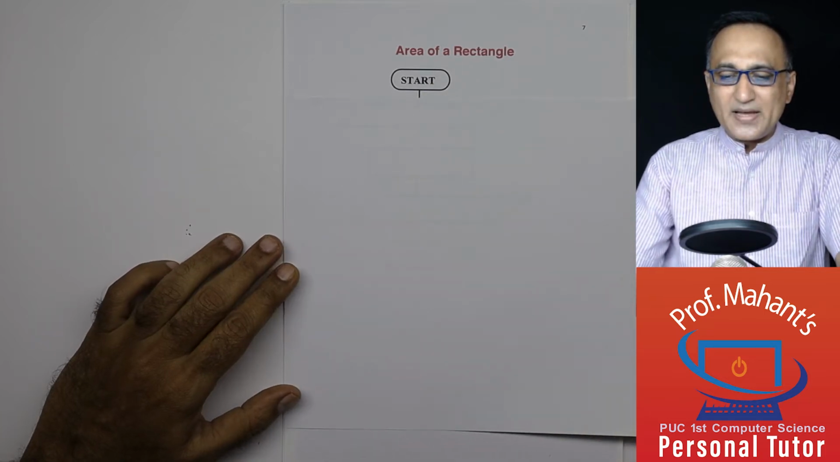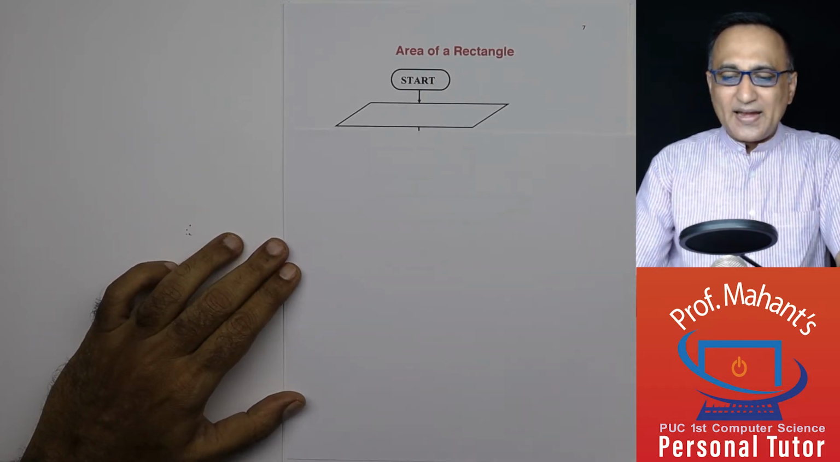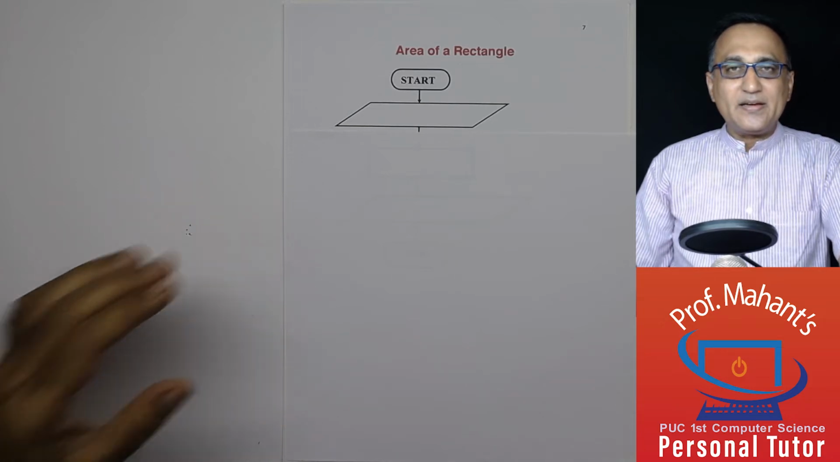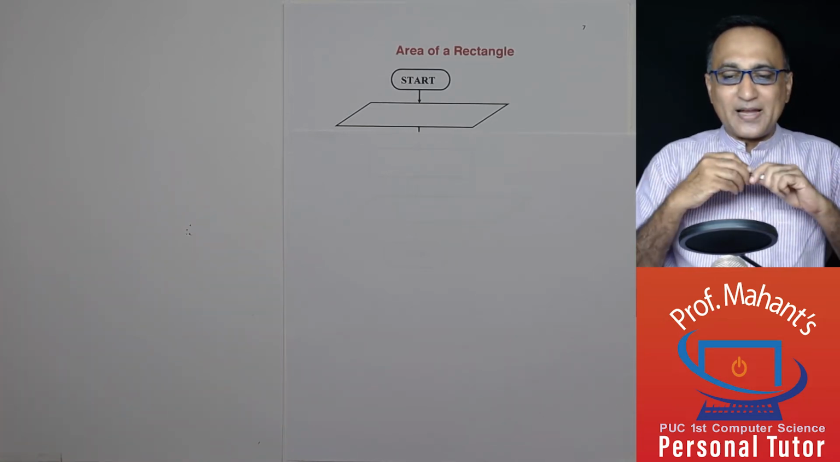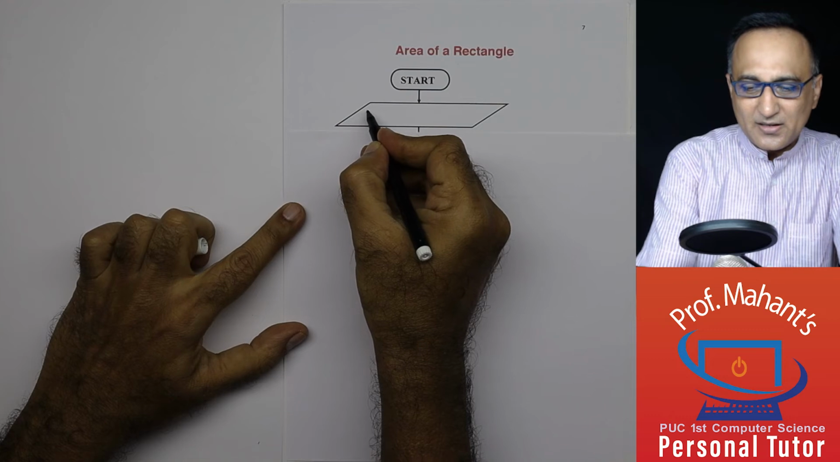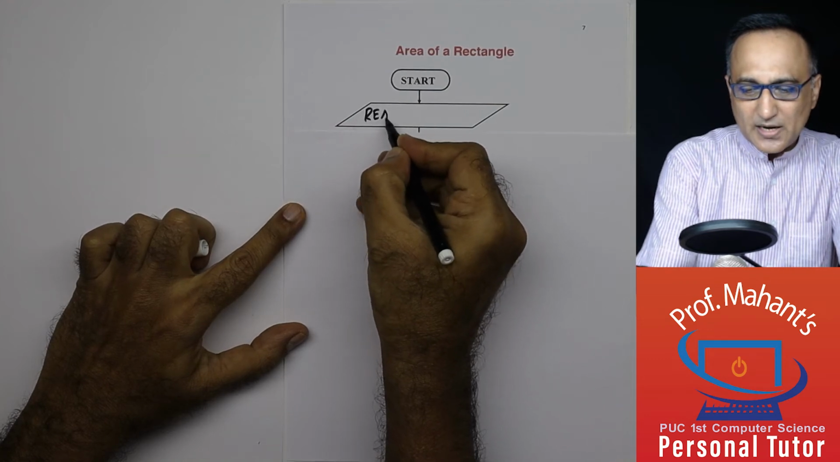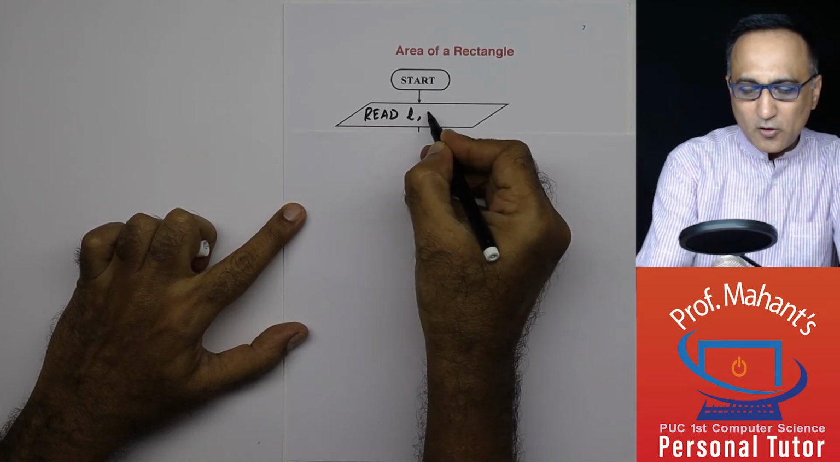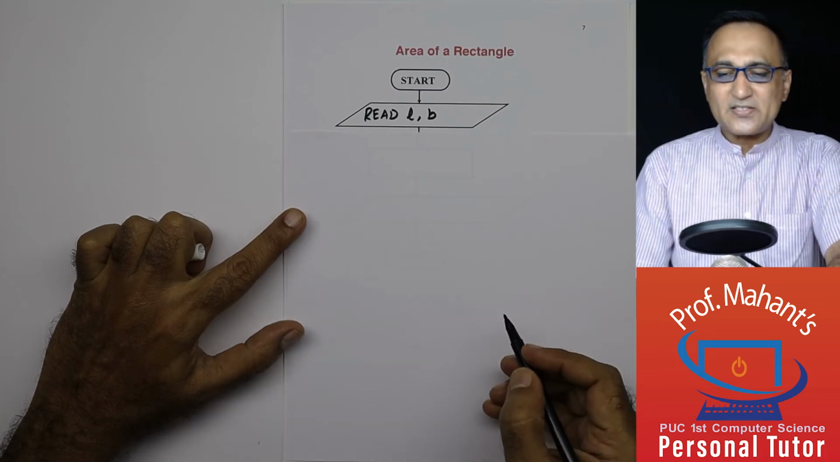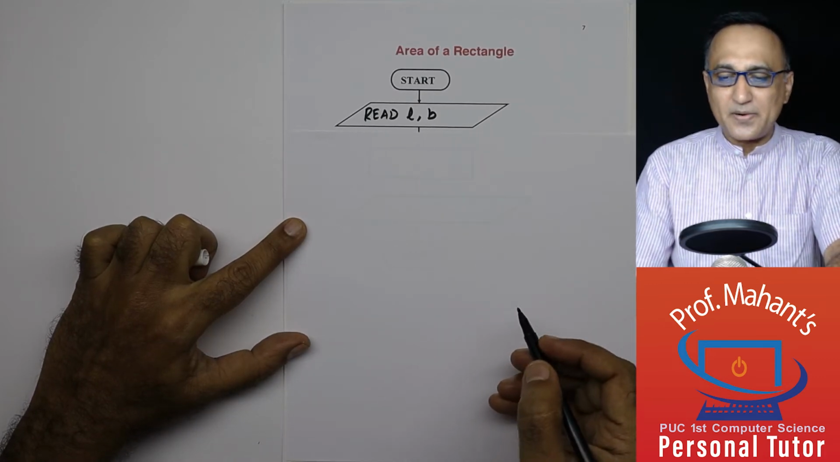Then what I do next is the arrow flows and I am required to read the length and breadth because I am calculating the area of a rectangle. So here what I am going to say is read L comma P. L stands for length, P stands for breadth.